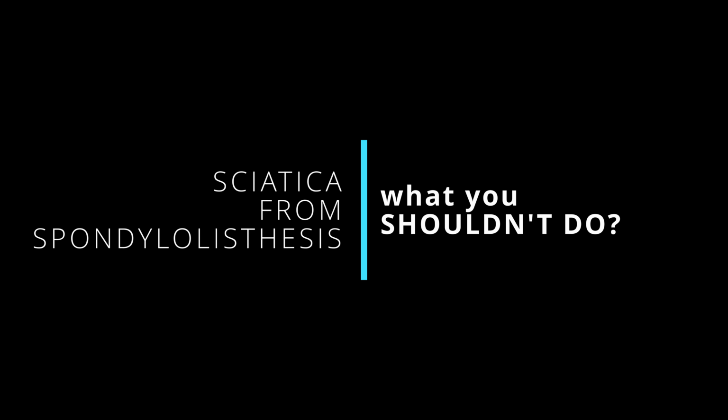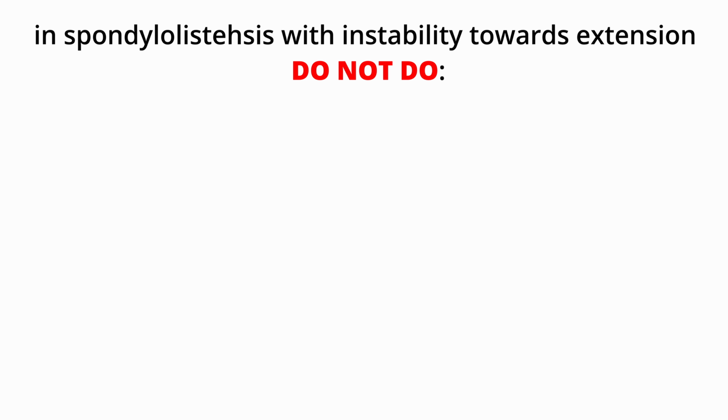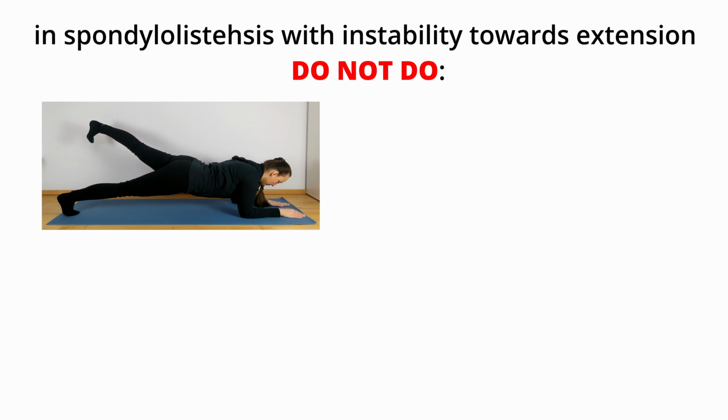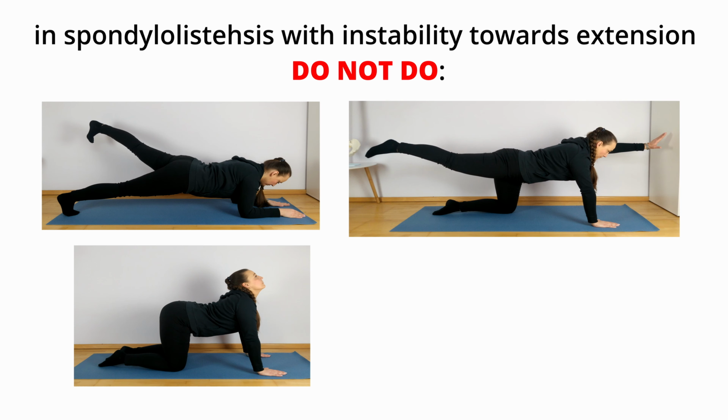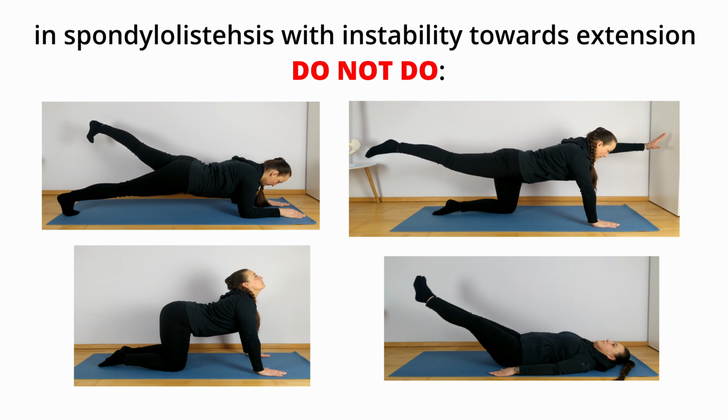And now, what you shouldn't do when you have sciatica caused by a spondylolisthesis and when you have an instability towards the extension. In the case of instability to extension, we do not make frontal planks with lifting of the legs, which is unfortunately a very common exercise. Don't do it because it causes hyperextension in the lumbar spine, which of course we want to avoid in our case. Also do not do the cow position from the cat and cow exercise, lifting arms and legs on all fours, lying on your back, lifting both legs at the same time, etc. I hope it is clear. Avoid hyperextensions of the lumbar spine.